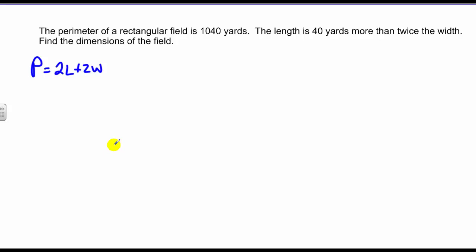And in this case, we know that the perimeter is 1040. So I can say 1040 is equal to 2L plus 2W. Now they give us some comparability here. The length equals 40 more than twice the width.